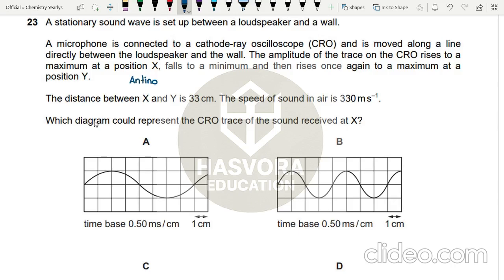So this means it is an anti-node, and it falls to minimum, and then minimum means it is a node, and then rises once again to maximum. So once again it is an anti-node at a position Y. So this is X, this is Y, and there is a node between it. So you know that the distance between successive antinodes is half lambda, and the distance between X and Y is actually 33 cm. So you are gonna convert it to meter. This is gonna become 10 power minus 2.